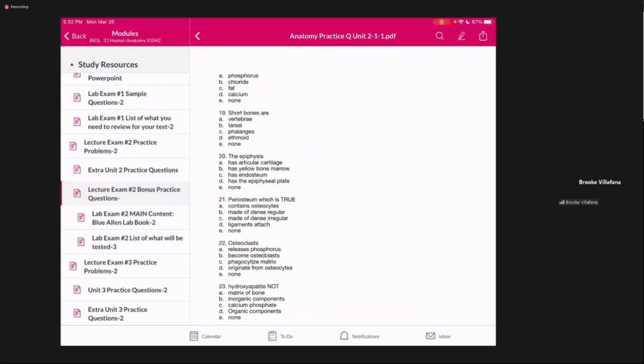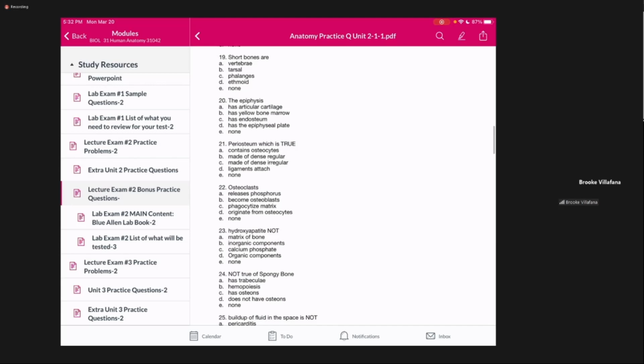So for the epiphysis, right, I'm just going to start with the ones we know for sure it does not have. It does not have yellow bone marrow, right? Because the yellow bone marrow is in the diaphysis. The endosteum goes around the medullary cavity, and the medullary cavity is a part of the diaphysis. The articular cartilage is actually found at the end of the epiphysis. So it could be A.